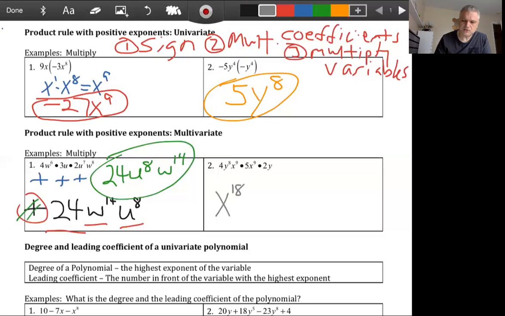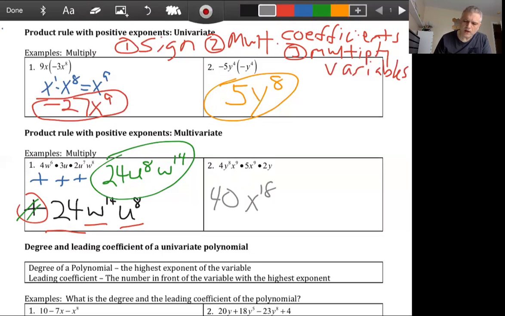Well, let's not forget the coefficients. I skipped it, so my fault. The coefficients are 4 times 5 times 2. Well, 4 times 5 times 2 is 40. So let's get that 40 in there in front of the x to the 18th. So 40, and then we've already done the x's, x to the 18th.